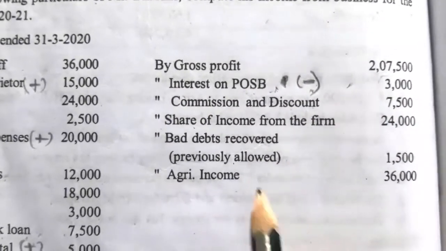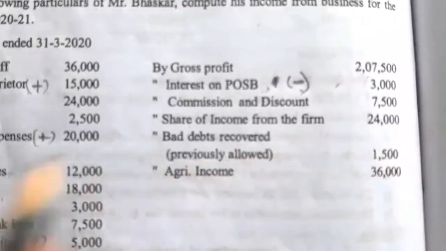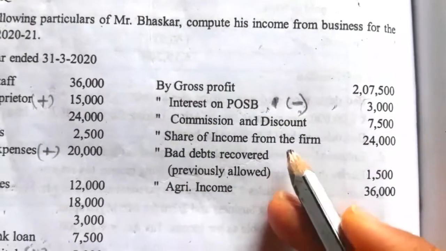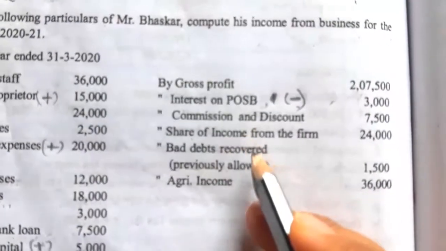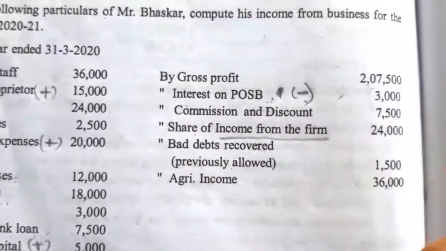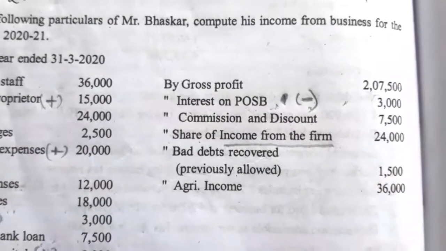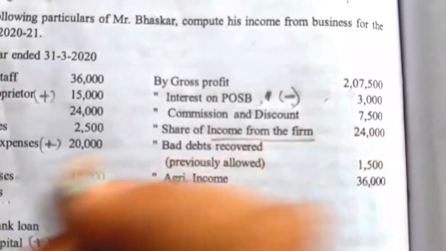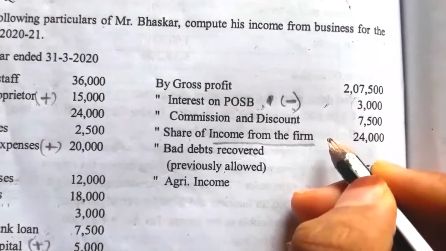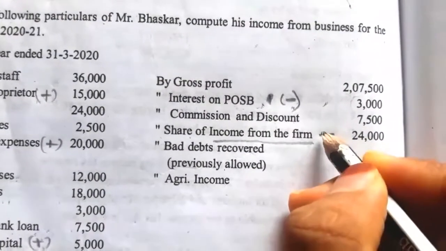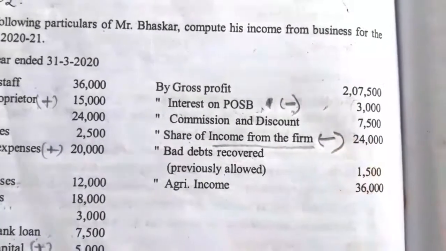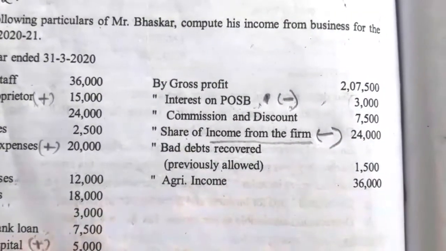Next, share of income from the firm. If this Bhaskar, being a partner in a partnership firm, has received a share of income, it is not a business related income. It is an income he is receiving from another source, but it is not taxable under the business income head. It is not taxable, so we have to cancel it from the credit side of profit and loss account, so it should be deducted.